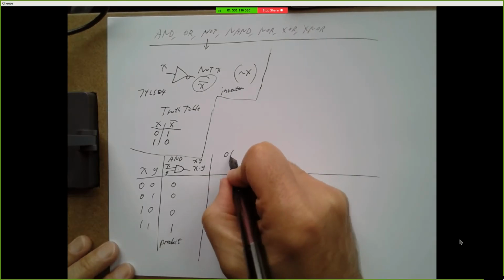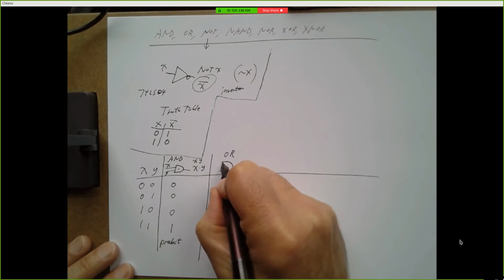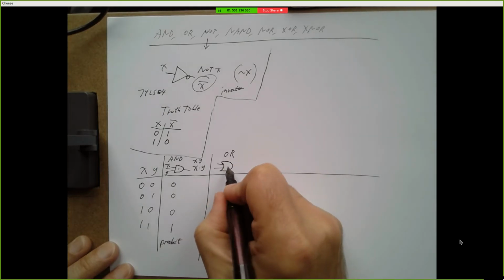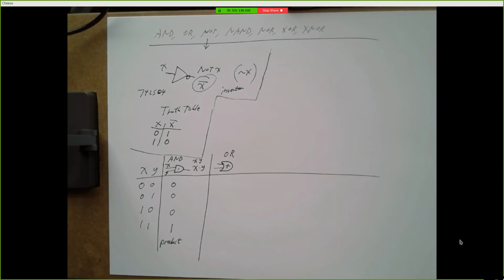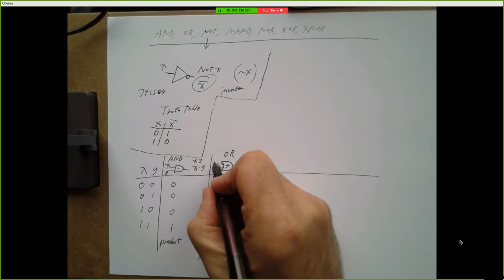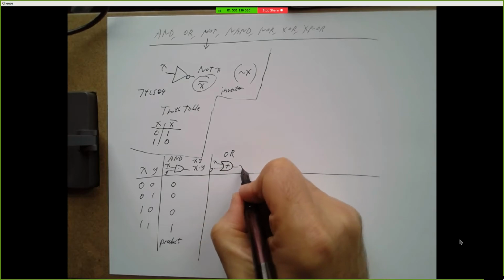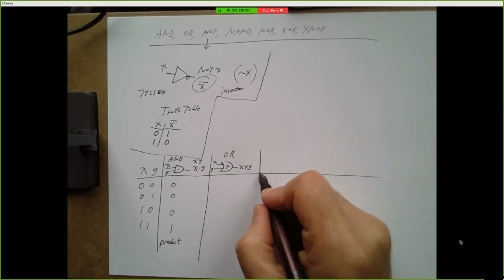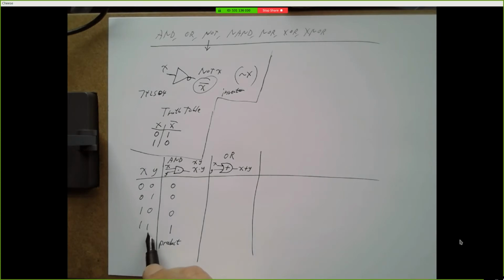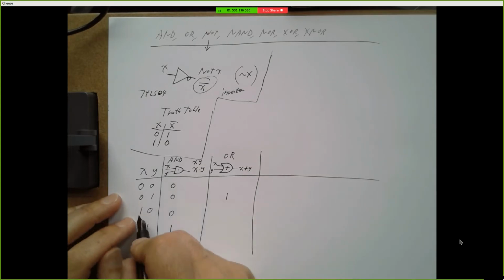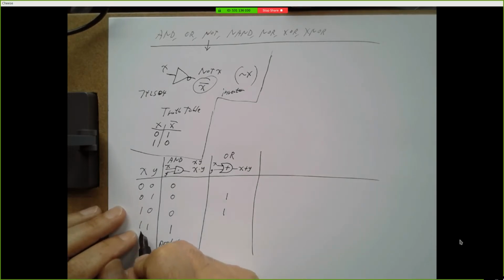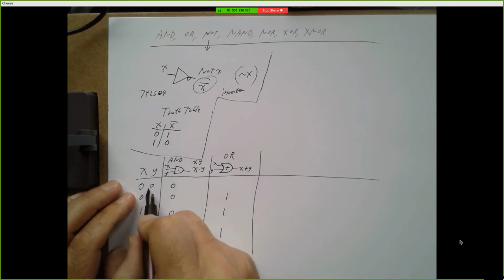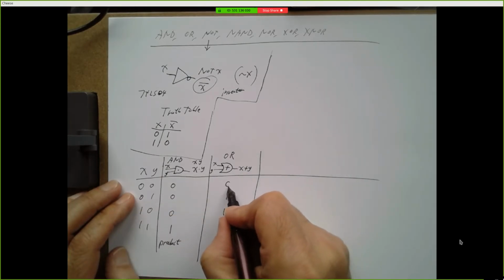Alright, we also have an OR gate. The OR gate looks like an AND, but it has this little curved edge to it. I put a plus symbol in there also to represent OR. It has 2 inputs, x and y, and the output is x plus y. It's not addition, it's the logical OR operation. An OR is 1 if x is 1 or y is 1. So here y is 1, the output's going to be 1. Here x is 1. Here both of them are 1, so that's certainly 1. But in this case, x is not 1, y is not 1, so the OR output is a 0.